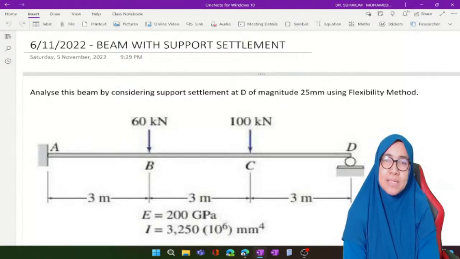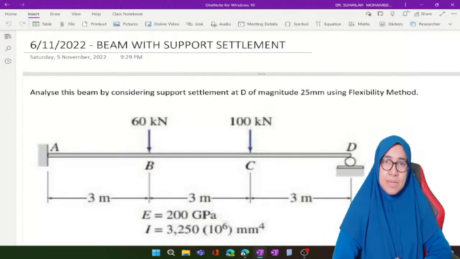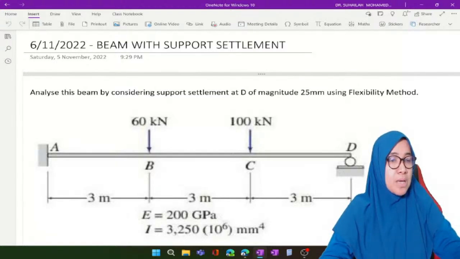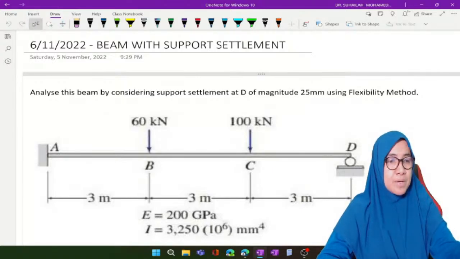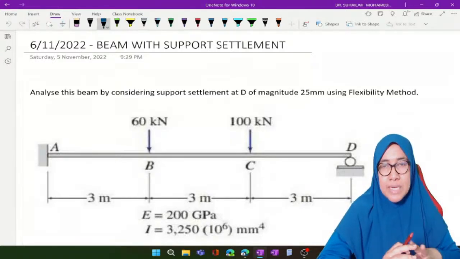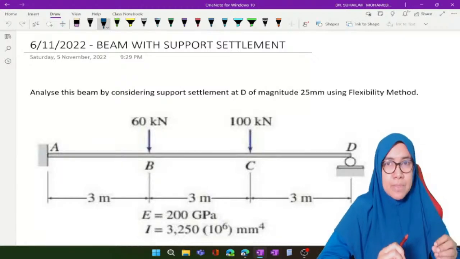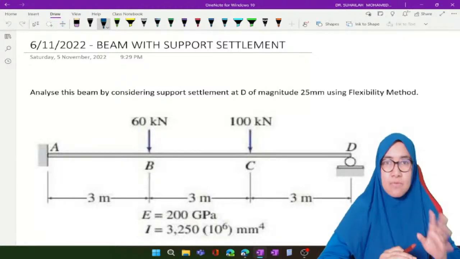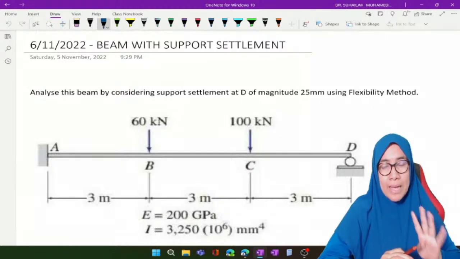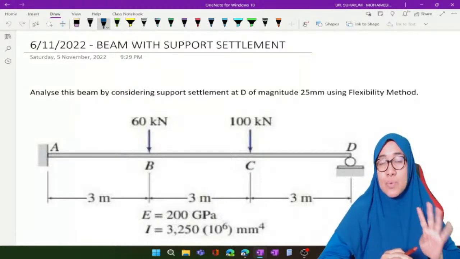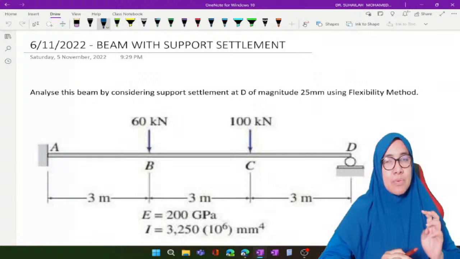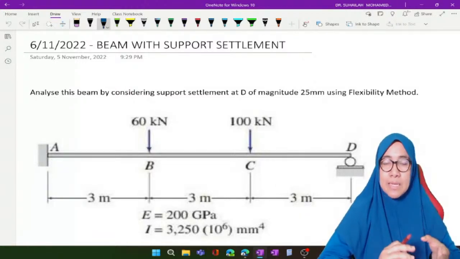When we analyzed determinate structures last semester, we calculated reactions using three equilibrium equations when the system has three unknown reactions due to support. But this time, this is an indeterminate beam. This one has four unknown reactions, and four cannot be determined using equilibrium equations only. So that is why we have to apply the flexibility method.